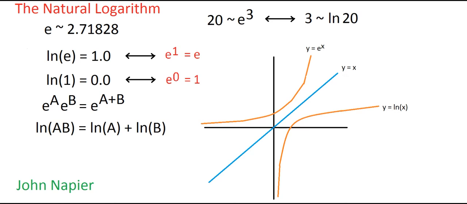If, for instance, we look at the number 20, well, that is approximately e cubed. I can state that in another way, and that is 3 is the natural logarithm of 20. Those statements mean the same thing.